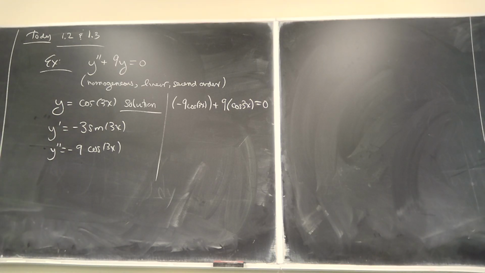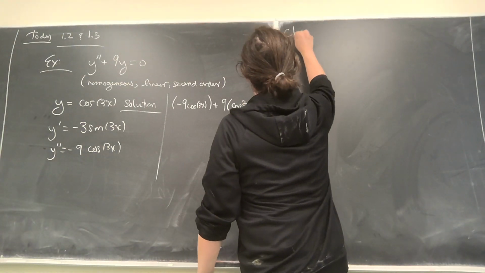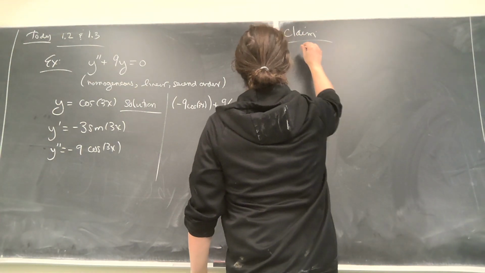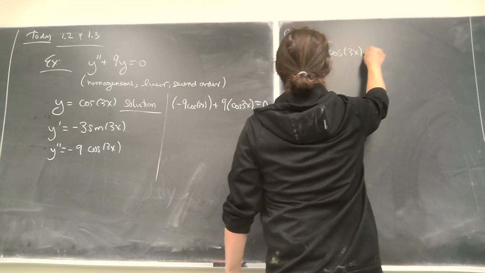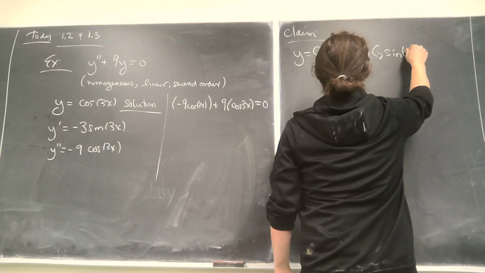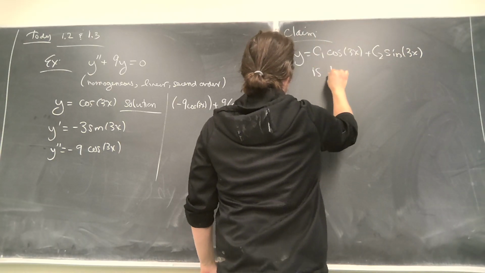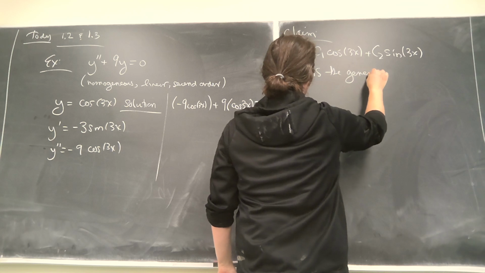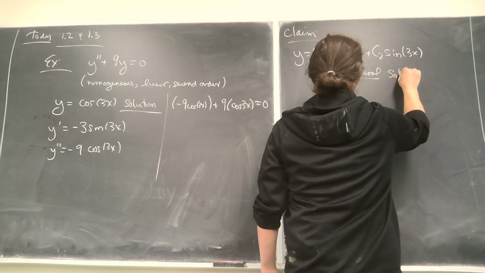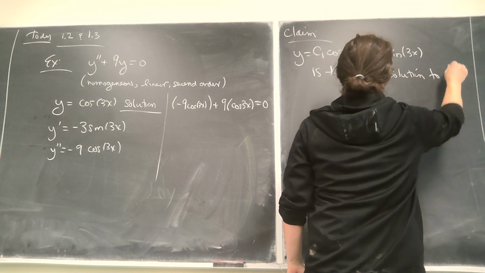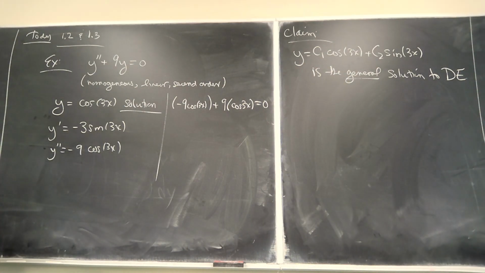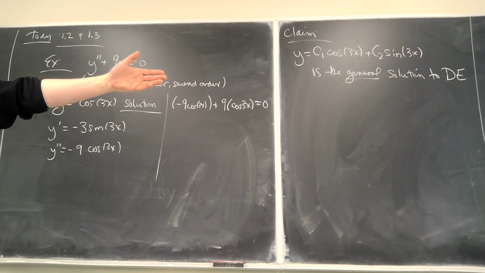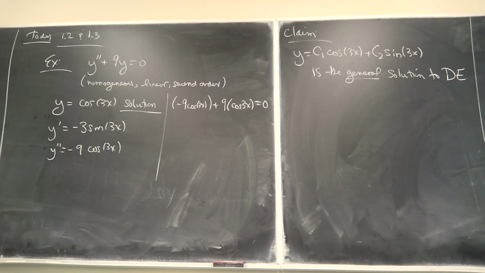However, it is not every solution to the differential equation. So I'm going to make the following claim, which you can verify. y is equal to C1 times the cosine of 3x plus C2 times the sine of 3x is the general solution to the DE. It's annoying to write differential equation over and over again, so DE, capital letters, is the standard abbreviation for differential equation.